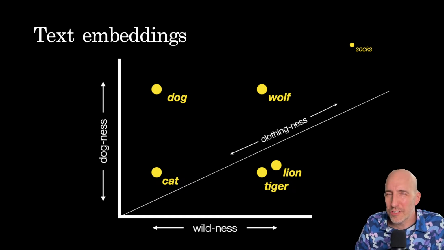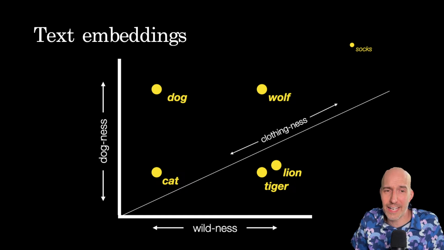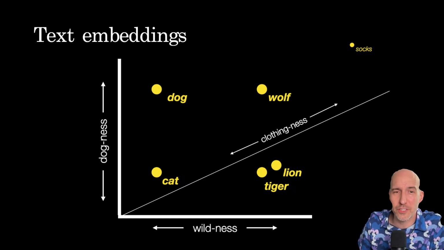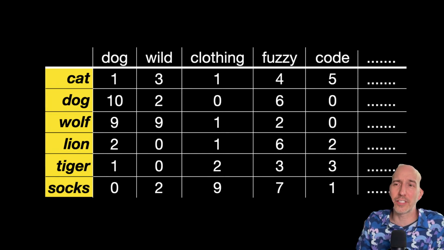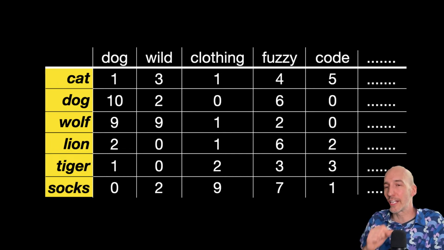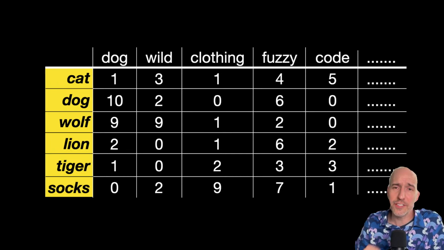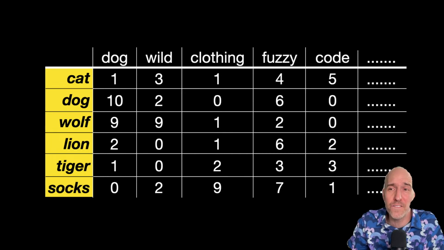And then the more words we add to this, like if you have a chair, where is a chair going to go on here? A chair's not clothing. It's not very wild. It's not like a dog. It's very much like furniture. But how does a table compare to a chair? And so as you go deeper and deeper, and as you add more and more words, you have to add all of these different categories that we're scoring things on. So for every word in the language, we're going to score it based on how much like a dog it is, or how wild it is, or how much it's like clothing, or how fuzzy it is.